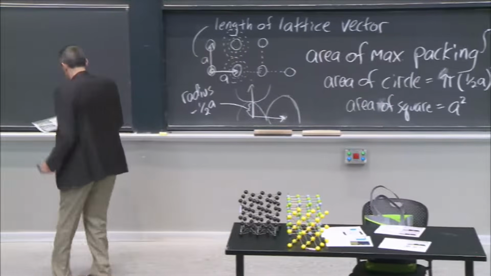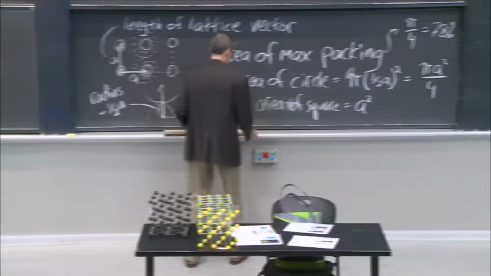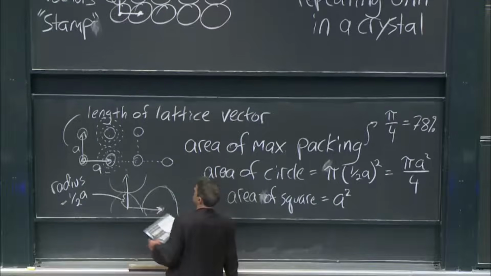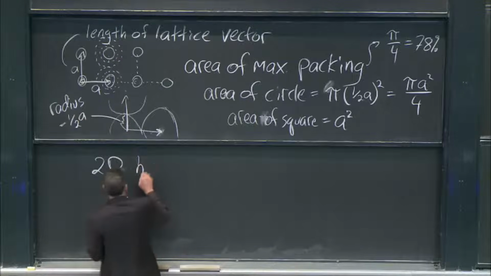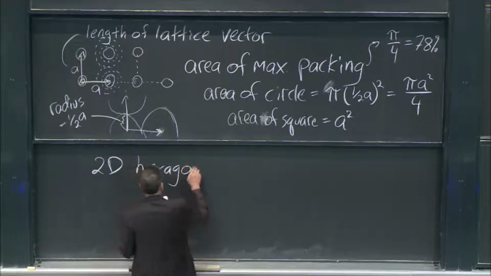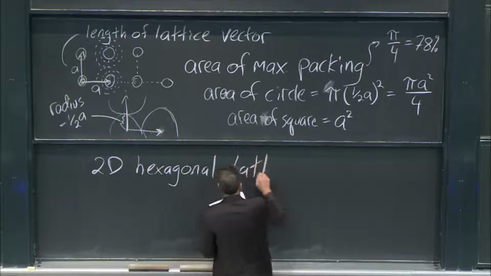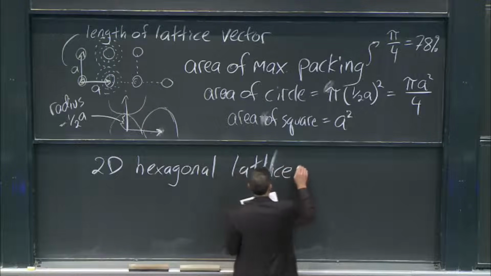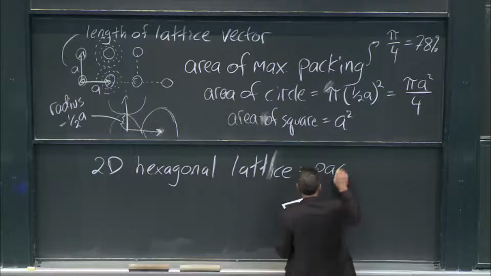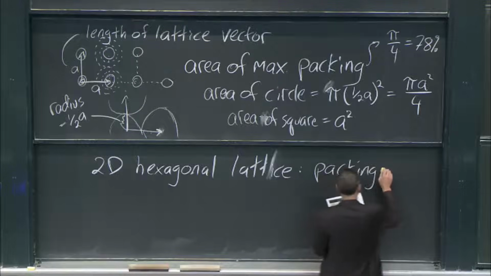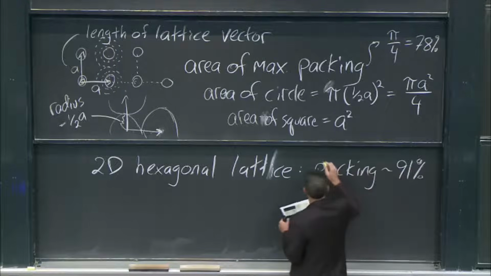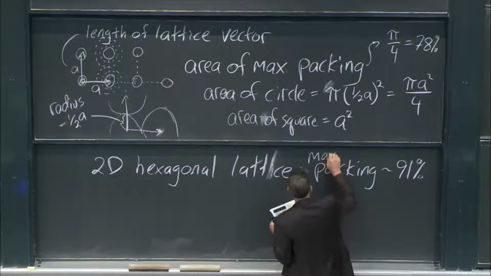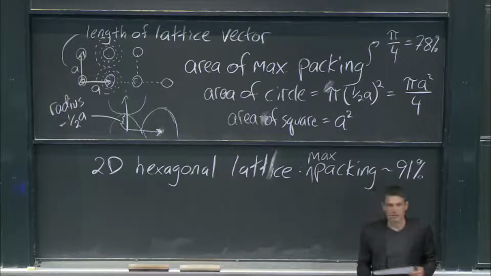So for example, if I had a 2D hexagonal lattice, instead of my stamp being a square, I won't do this one out, but then the max packing goes all the way up to 91%. That's a lot more per area. Max packing, right? So this is something that we care a lot about.